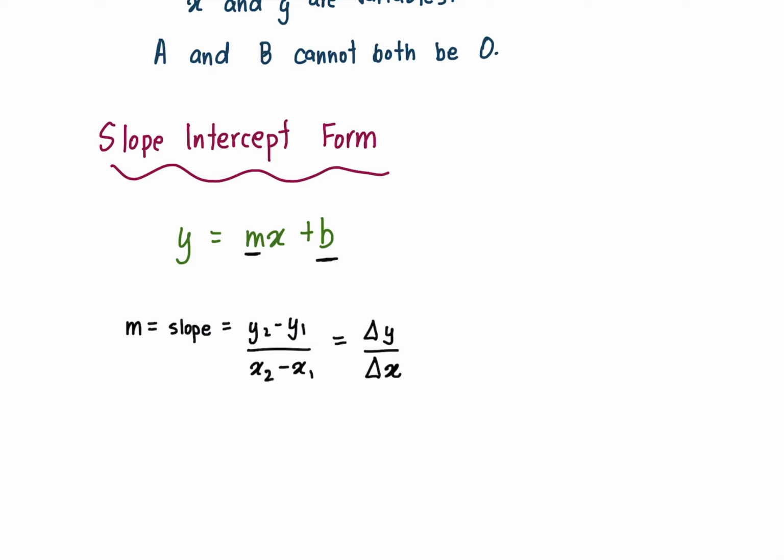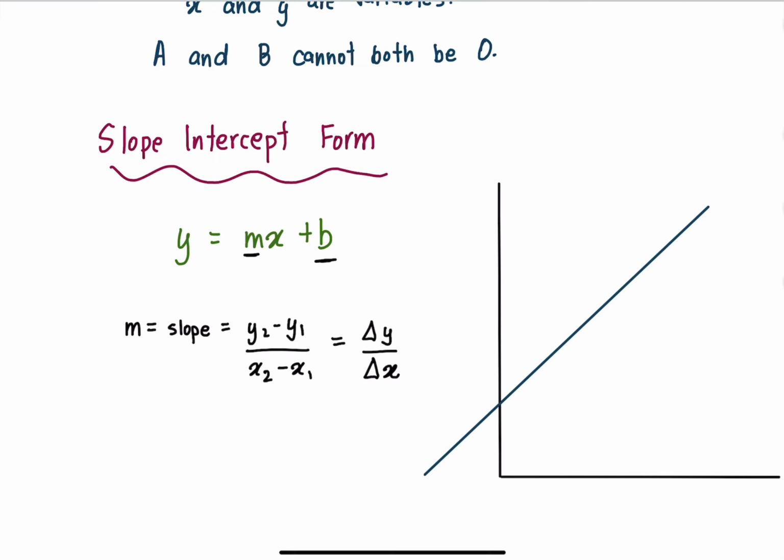Now, to make this clearer, I'm going to draw a line right here. So this is our line over here. Now, we can put 2 points on this line, and they're going to be right here. Our first point is x and y, (x, y), and our second point is (0, b).